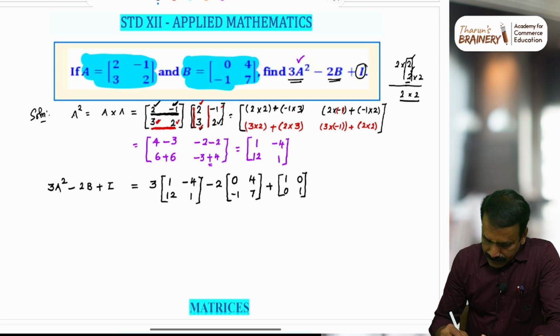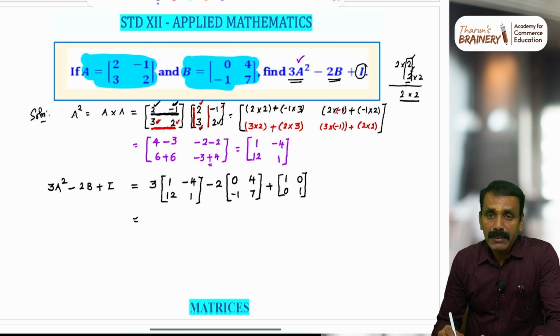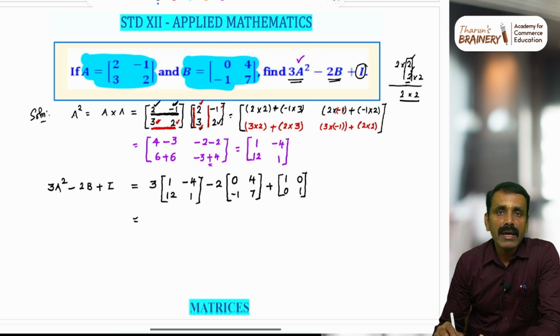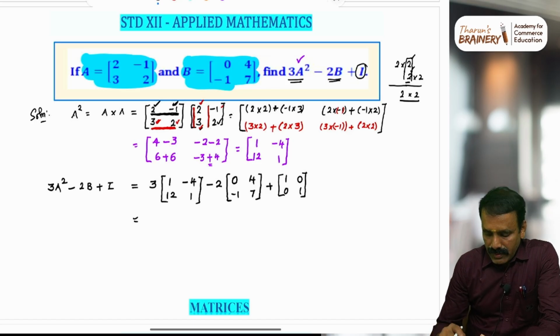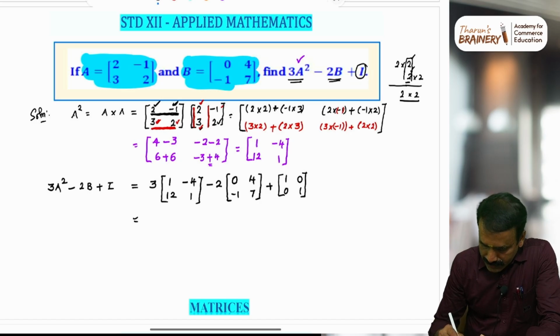So we multiply. How to multiply a scalar with a matrix? We have to multiply that scalar which is lying outside to all the elements inside the matrix. So we multiply 3 with all the elements inside the matrix. So it is going to be 3 into minus 4 is going to be minus 12. 3 into 12, 36. 3 into 1, 3.